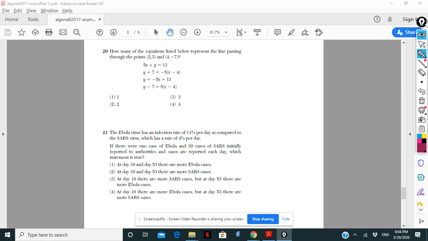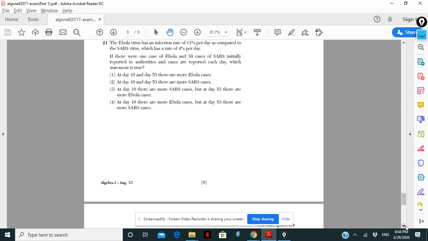Question number 21. The Ebola virus has an infection rate per day, and the SARS virus has a rate too. If there were one case of Ebola and 30 cases of SARS initially reported to authorities, and the cases reported each day, which statement is correct?